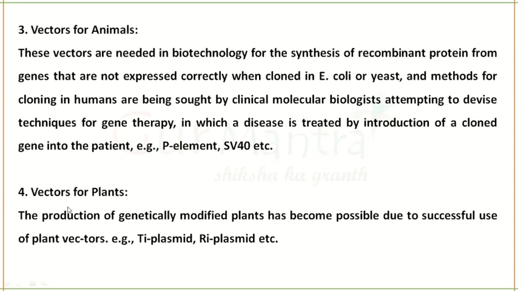Vectors for plants. The production of genetically modified plants has become possible due to the use of plant vectors like Ti plasmid and Ri plasmid. You would have heard about Agrobacterium tumefaciens, and there are plasmids for plants carrying the BT toxin gene, which is used for BT cotton and BT brinjal. So all of these vectors will be used.